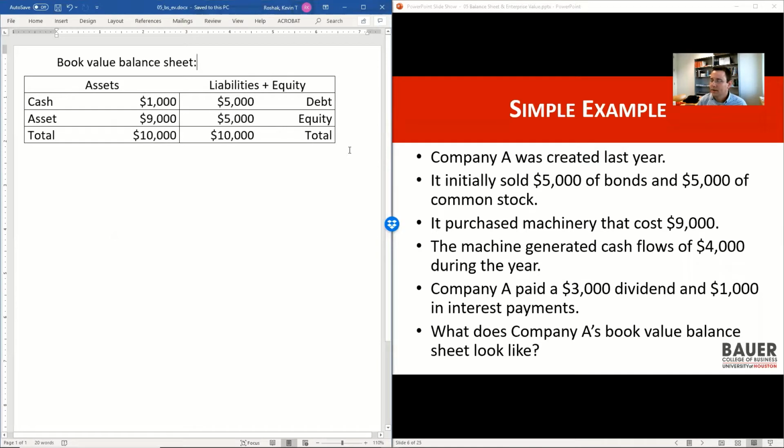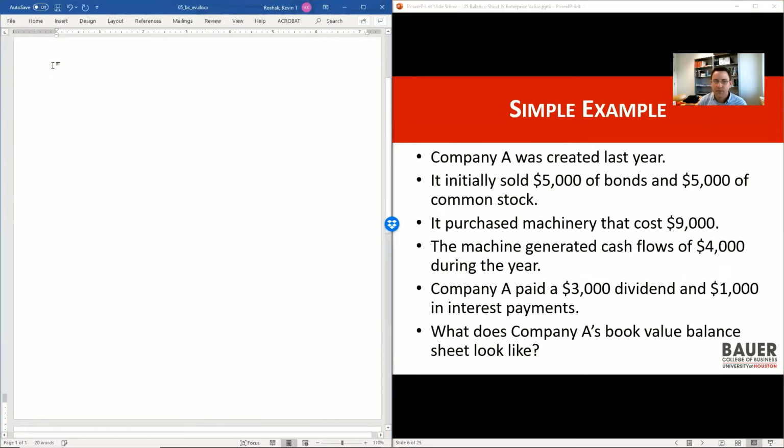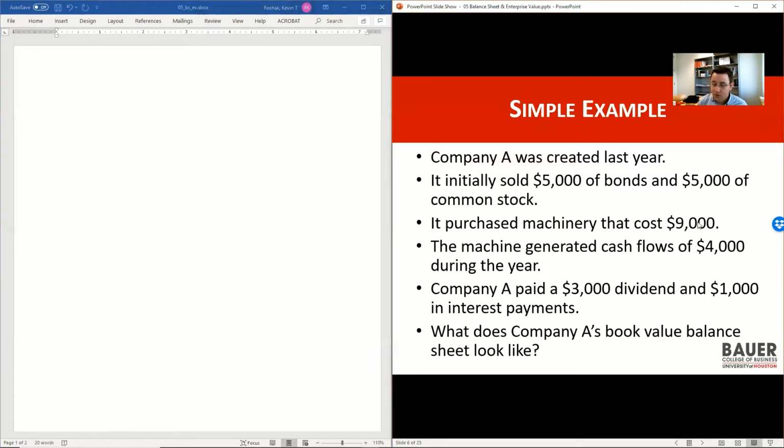Okay. So we've got this company A, very generic, not very creative names here. It sold $5,000 worth of bonds and $5,000 worth of stocks when it was created last year. It purchased a machine, and the machine cost $9,000. The machine is going to generate $4,000 in cash flows during the year.